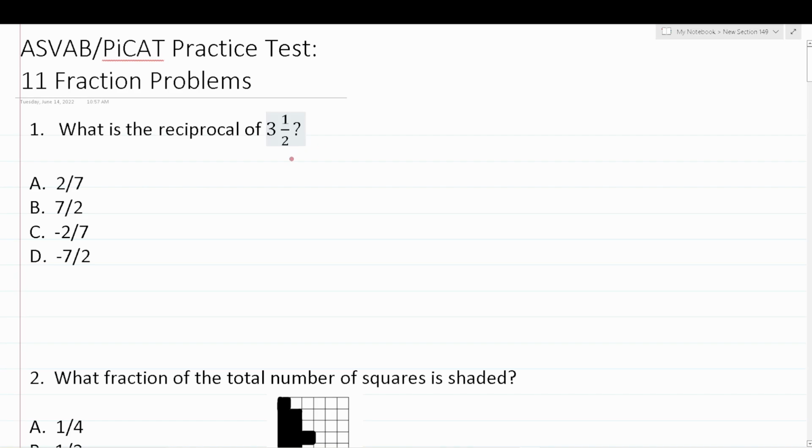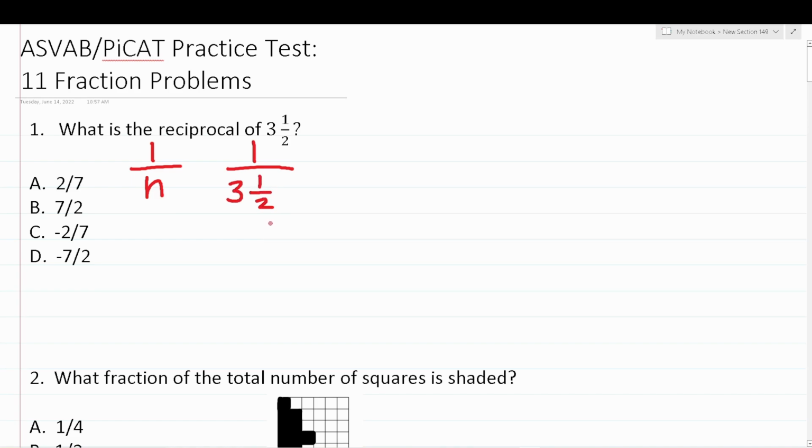All right, so as you can see, the first question says, what is the reciprocal of 3 and 1/2? Well, in mathematics, to find the reciprocal of a number, we simply place that number under 1. So in other words, to find the reciprocal of a number n, we would say it will be 1 over n. Well, in this case, we're trying to figure out what the reciprocal of 3 and 1/2 is. So that's going to be 1 over 3 and 1/2.